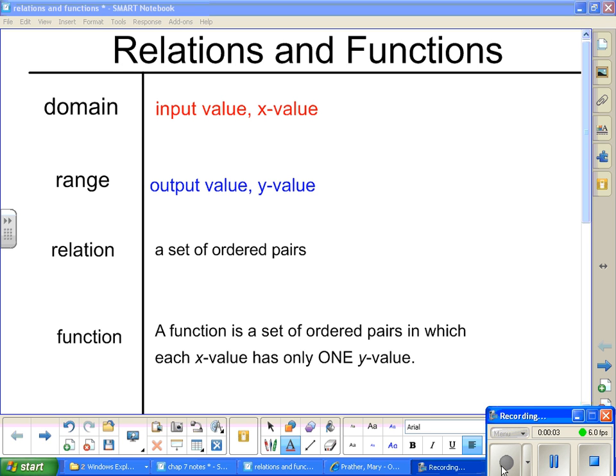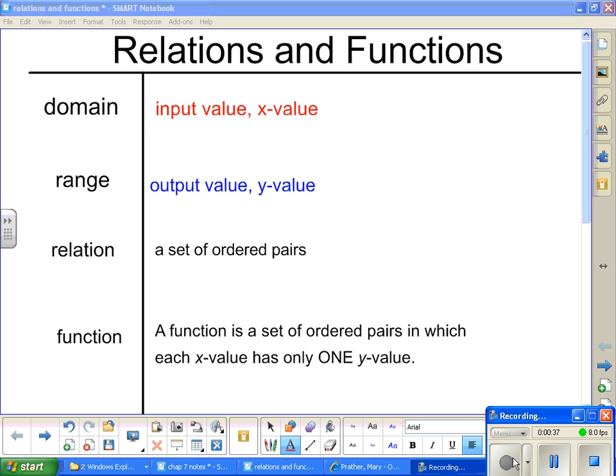Today we're going to do relations and functions. This would be a good time to pause and copy the vocab. This is a review of what we've already done last semester. If you're new, then you may not have seen this before. One way or the other, you need to copy this. This is part of the 56 to 75% of the EOI, so you do need to know what these mean.